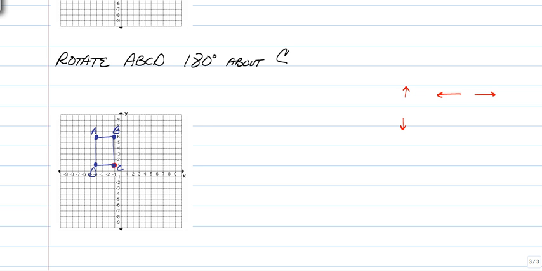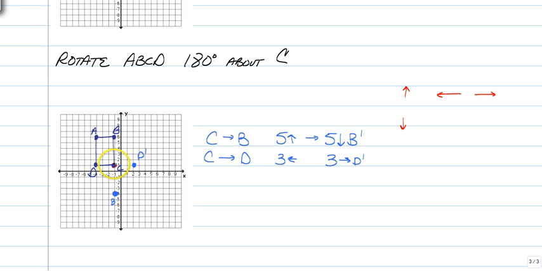So let's see. Since we're starting at C, to get to B, we had to go 1, 2, 3, 4, 5 up. So now that's going to move to 5 down. And that'll give us B prime. So we're going to go down 1, 2, 3, 4, 5. And here's B prime. To get from C to D, we had to go 3 units to the left. So now we're going to make that 3 units to the right to get to D prime. So 1, 2, 3 units to the right. That'll give us D prime.